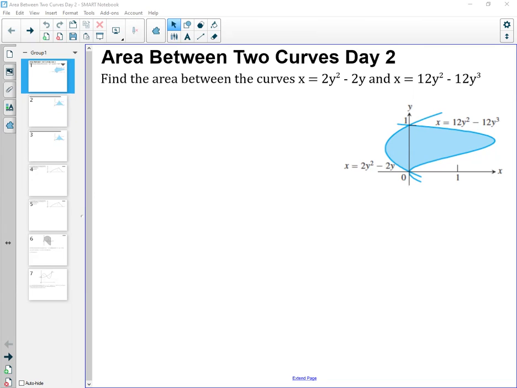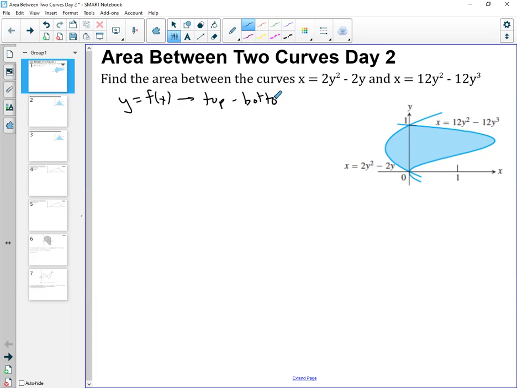But there's a little twist in some of these, like the one here in our example. Usually we have y equals f of x, and when the curves are given to us as y as a function of x, we do top minus bottom. But here you can see they're given as x as a function of y. And basically, the top and the bottom curve switch here.